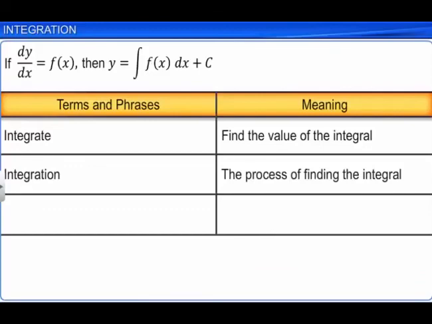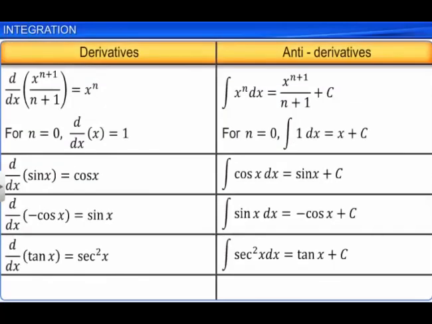If we say constant of integration, then it means an arbitrary constant c. Now, let's look at some important formulae related to derivatives and antiderivatives.